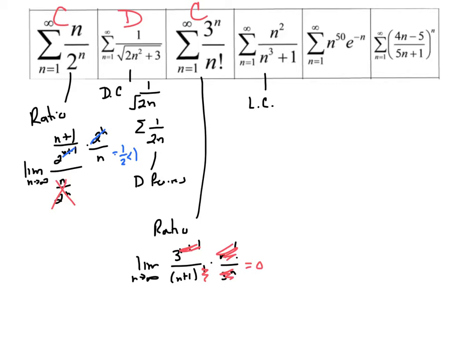This next one, I would do a limit comparison. My comparison limit would be 1 over n, which is a divergent p-series. And you do the actual comparison, you would find out this diverged as well.